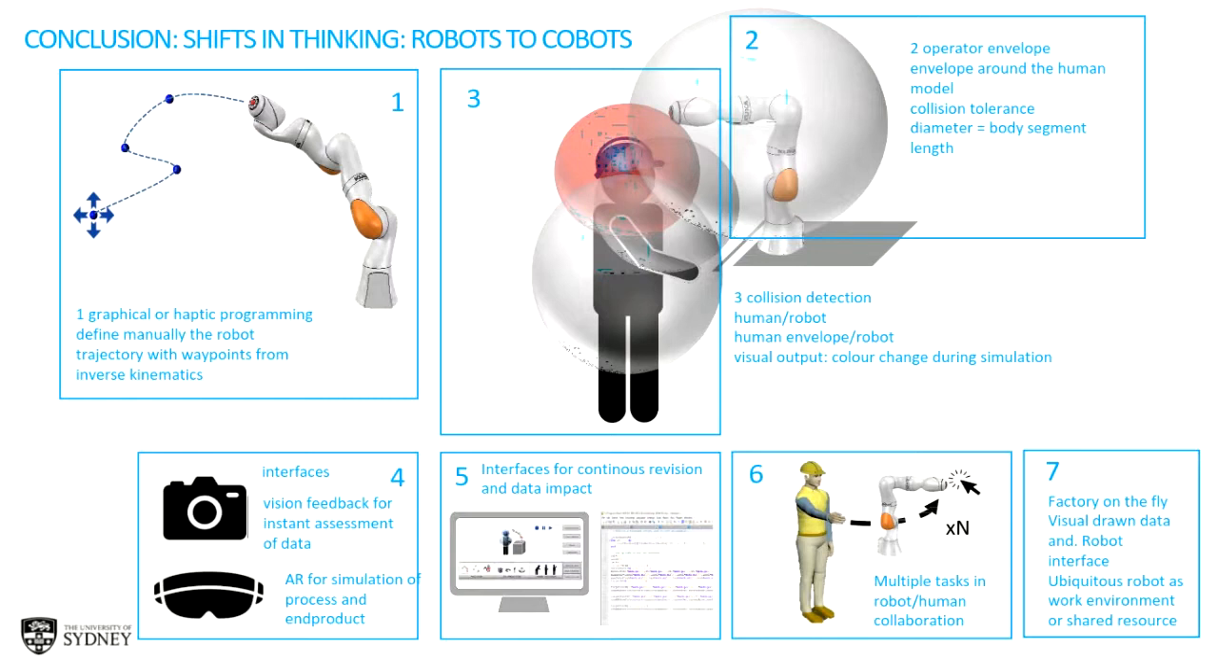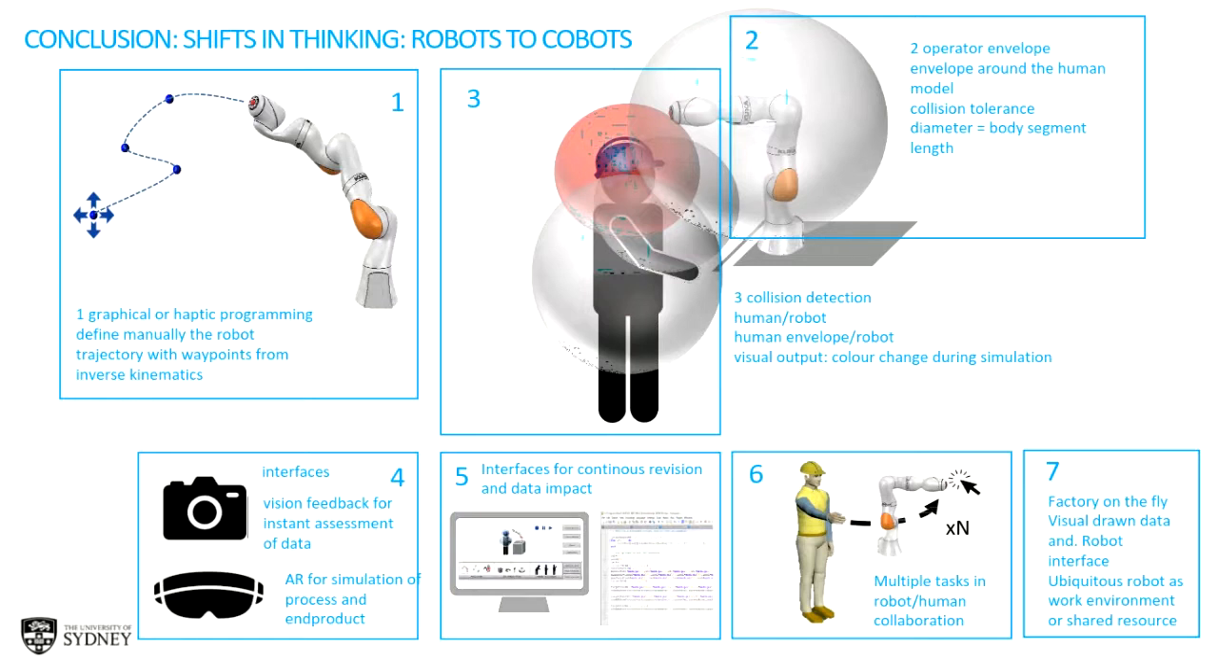So point number one, the possibility of a graphical or haptic programming that defines the robotic toolpath rather than the product itself. That could change the thinking for architects. Looking very closely at the operator envelopes in relationship to the human co-worker, implementation of systems that prevent collision, the introduction of interfaces and vision feedback for instant assessment of data, interfaces that can be continuously renewed. That also means that a human can set markers or drawings can be made and be fed back into the overall system. The possibility of multiple tasks that are shared between the robot system and the human system.